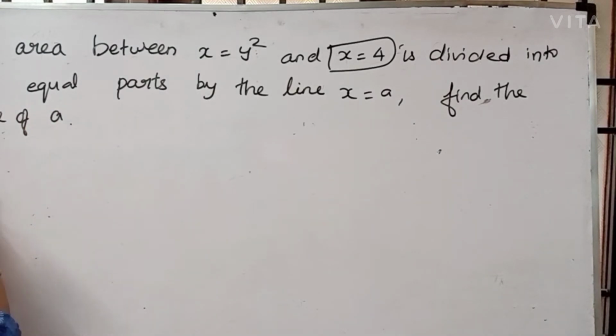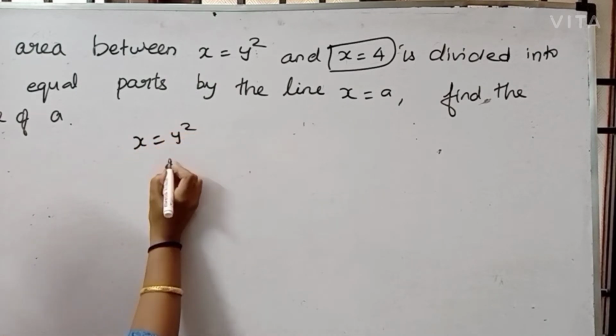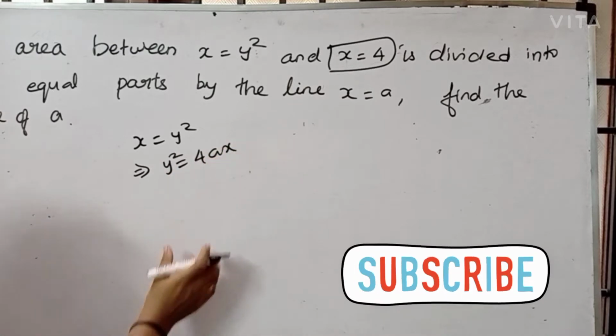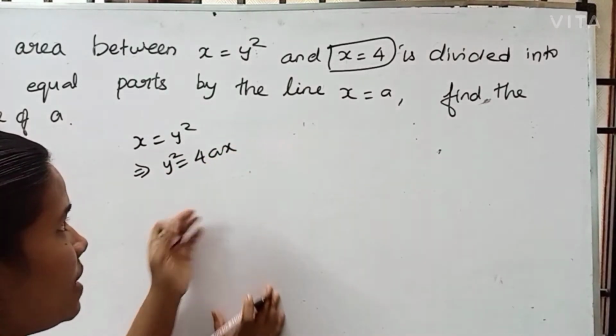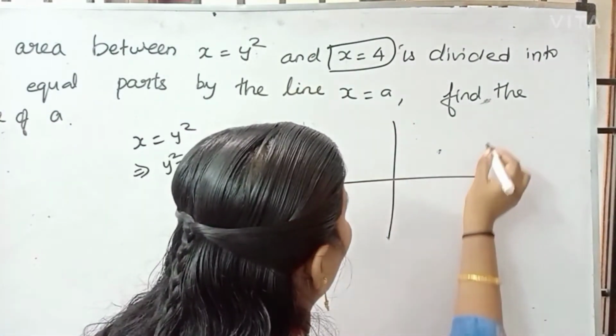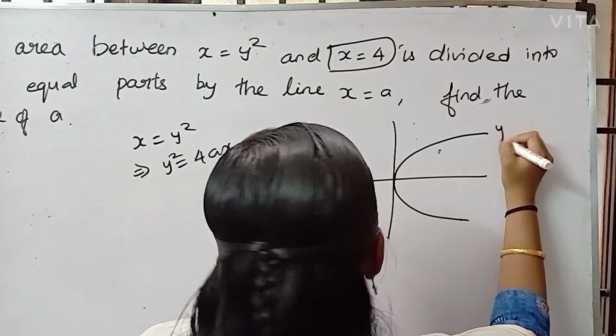So solution. Given x equals y square. X equals y square is of the form y square equals 4ax. Isn't it? The parabola resembles y square equals 4ax. So let me draw the diagram. The parabola is y square equals x.